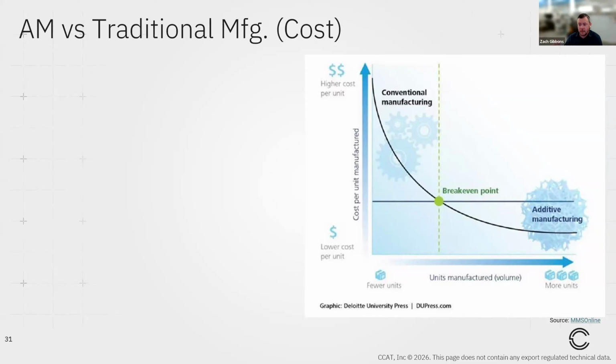But if I'm making 1,000 parts, 100,000 parts, 5 million parts, the cost is going to come down significantly at those higher volumes, as opposed to additive manufacturing, which is just kind of holding a horizontal line. And there's a real important reason for that, and that's because 3D printing is a batch process, right? Meaning I can only fit so many parts in one batch on a given machine.